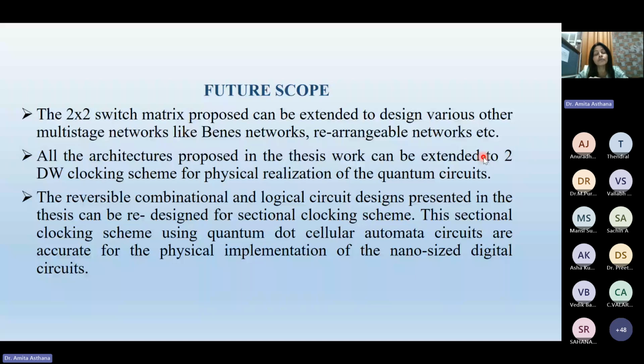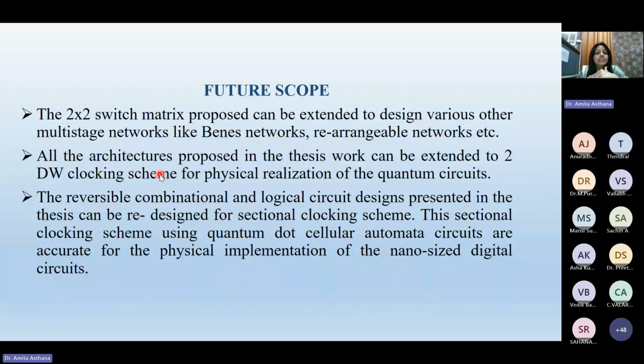It has that much flexibility that this 2x2 switch module can be used to increase the number of users, and it can also be employed to increase so many other circuits also, which are available, and especially for the multi-stage networks.